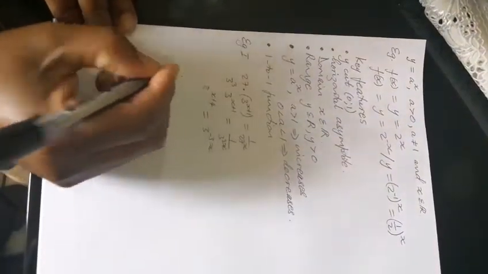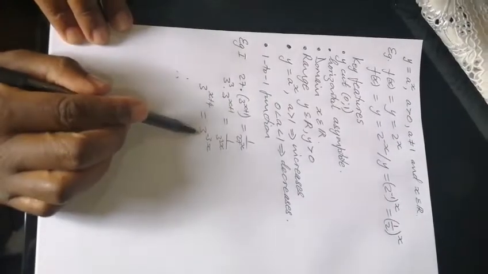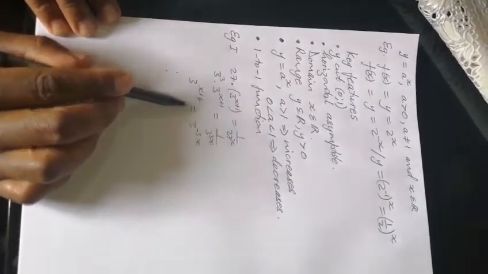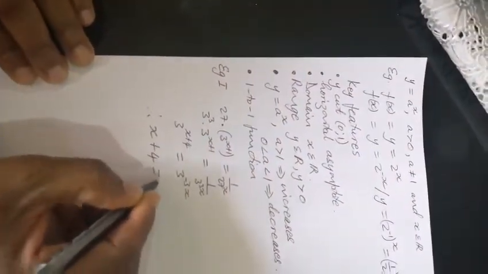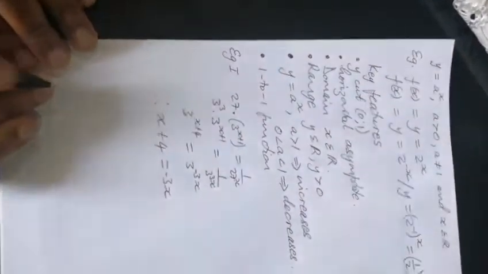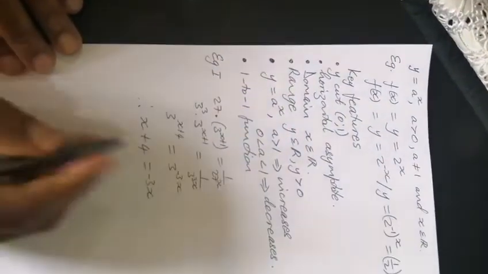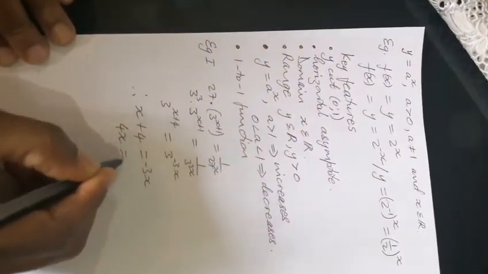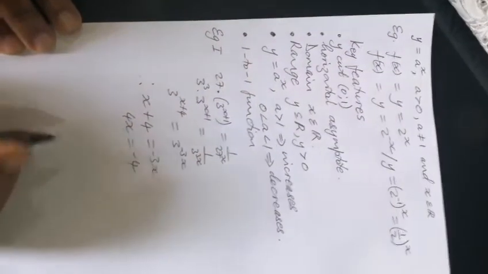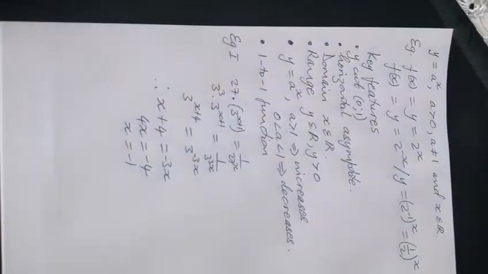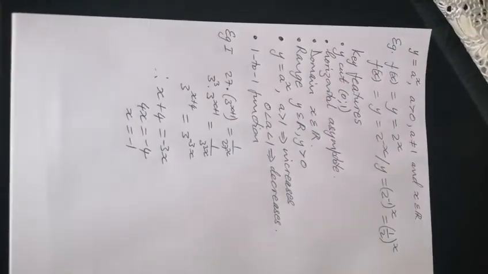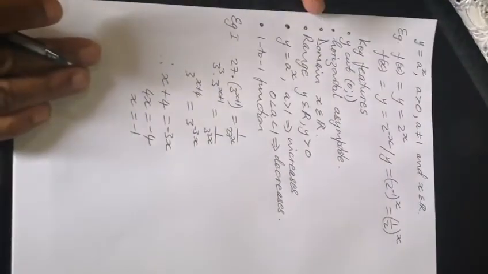Now, therefore, since it is the same base and we are using equality, it means the powers are equal. Our x plus 4 is equal to minus 3x. Now, if this one comes this side, it will be 4x is equal to minus 4. So what is our x? Our x is minus 1. We have solved for x. Now we are moving on to example number 2.